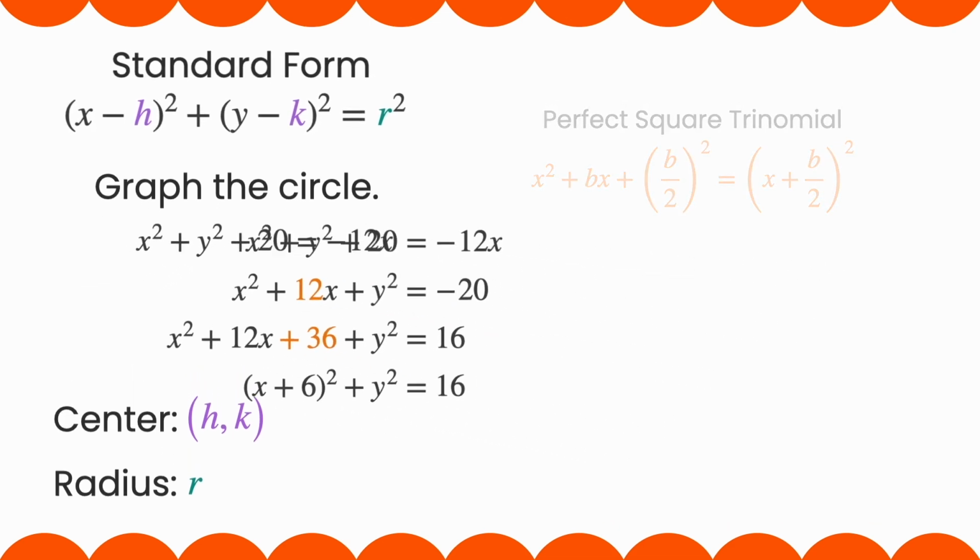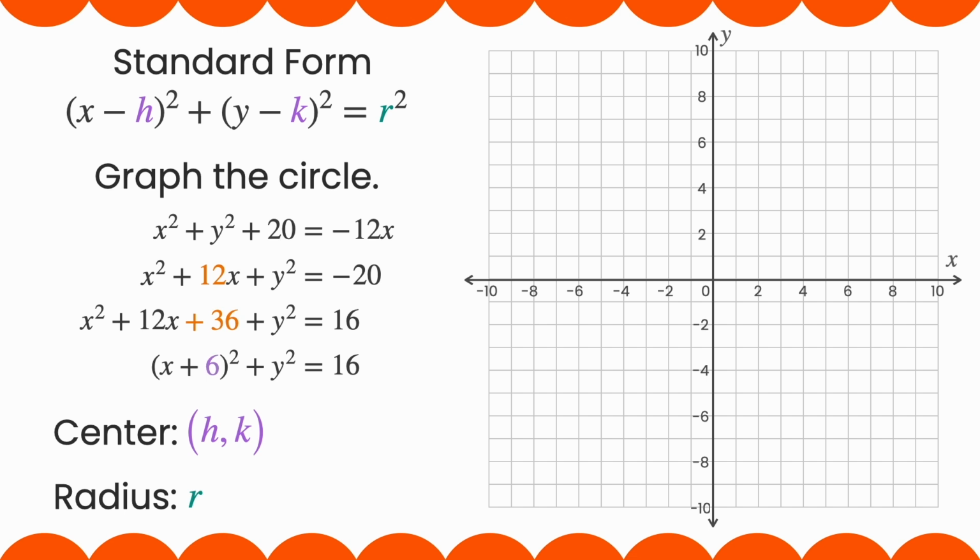So let's go graph it. Using our standard form, we can see that the center of our circle is at (6, 0). To find our radius, we can rewrite 16 as 4², and see that the radius is 4. We'll extend a radius of length 4 from our center and use it to trace out the circle. And that's our final graph.